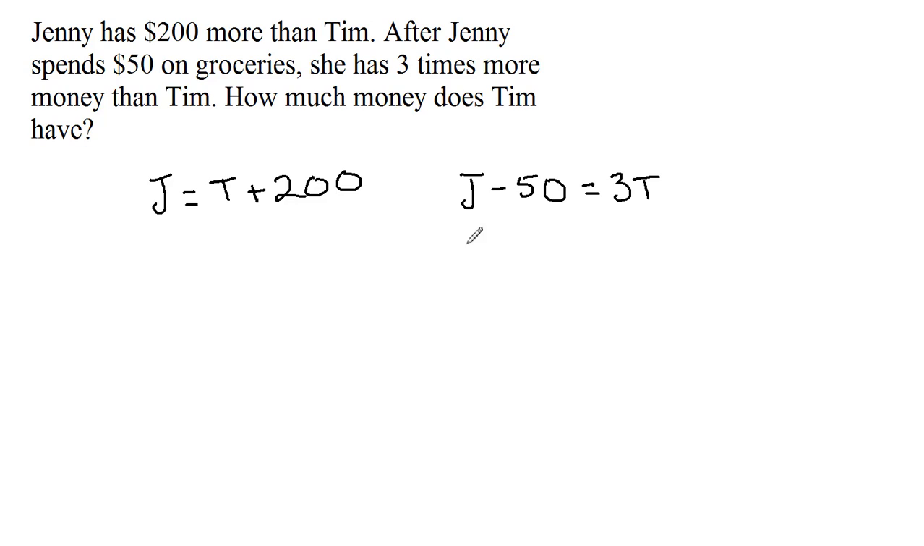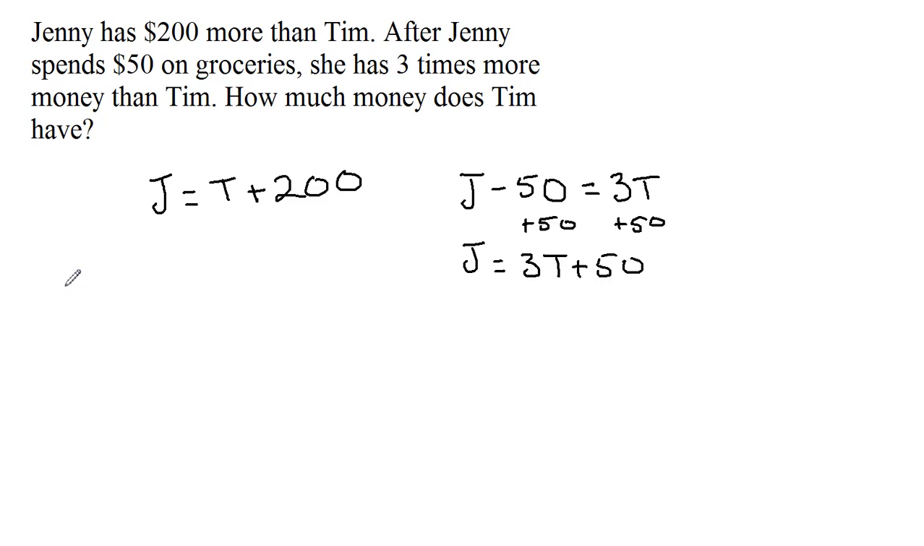So now I'm going to isolate J in this equation. So I'm going to add 50 to both sides. So J equals 3t plus 50. Now, since J equals J, we can substitute this equation in for J, or this equation in for J. Both would give the same thing.